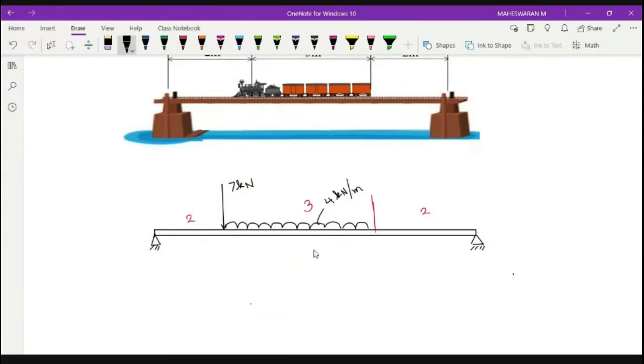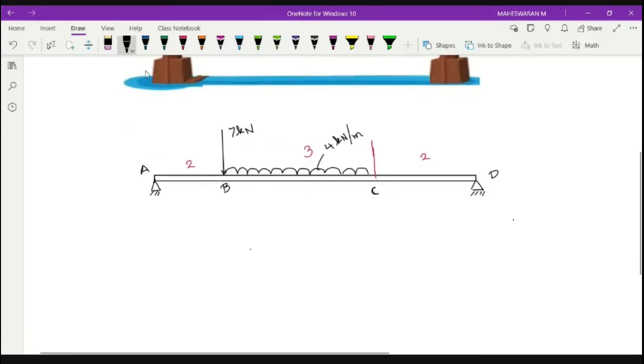Let me name these points. I will call this A, this B, the point where the UDL ends C, and this one D. The first step is to identify the reactions. How to identify the reactions? You have two reactions here. One is RA, the other one is RD. Let us identify the reactions RA and RD.